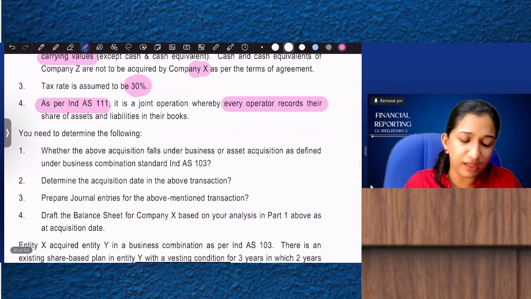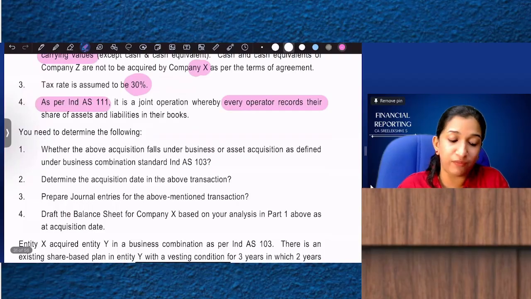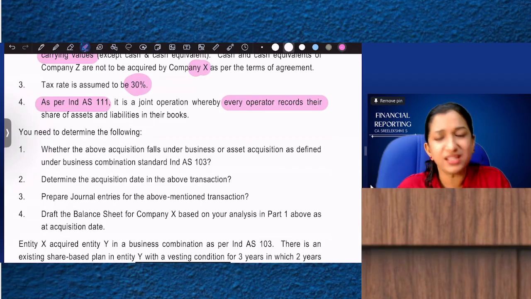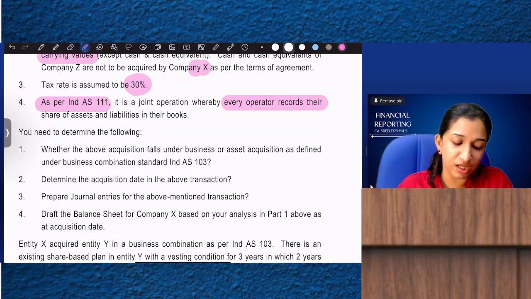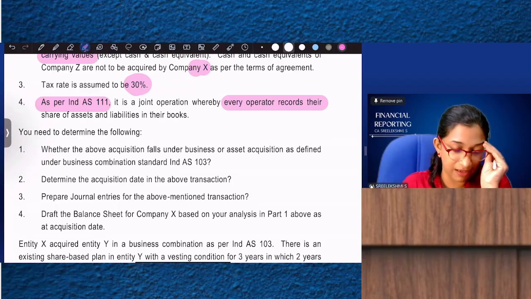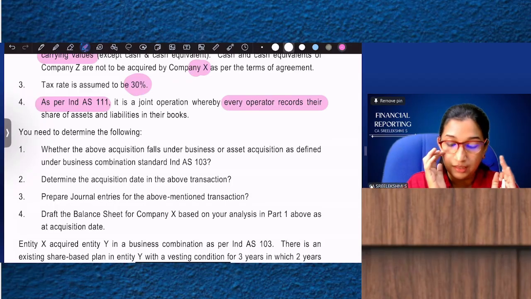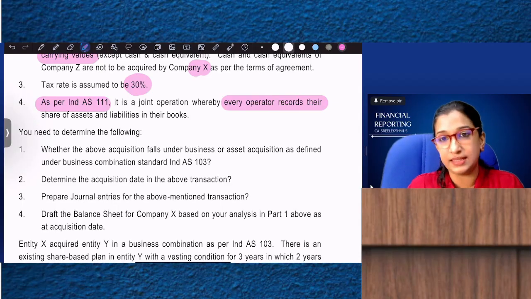You determine the following: whether the above acquisition falls under business or asset acquisition as defined under business combination; what is the acquisition date; pass journal entries; and draft the balance sheet based on your analysis in part 1 above as at the acquisition date.